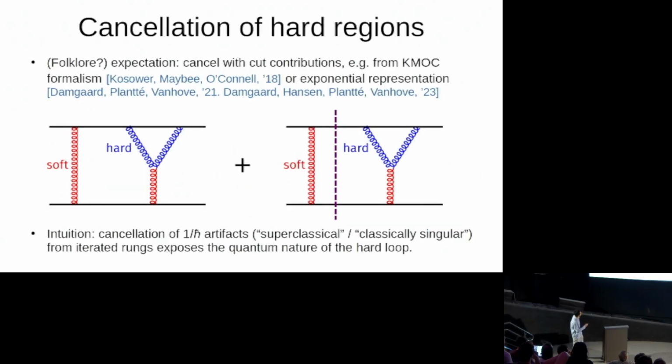We expect the hard regions to cancel out because there are certain mechanisms in our calculation which cancel these 1/ħ artifacts. To the best of my knowledge, this is intuitively understood, but the rigorous proof is not written down in the literature, and such a proof would be very welcome.